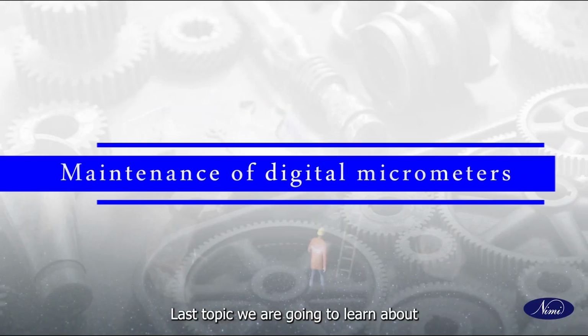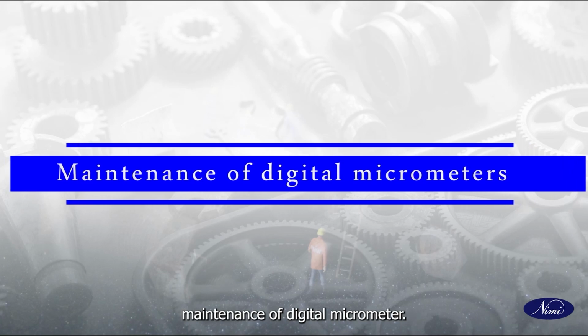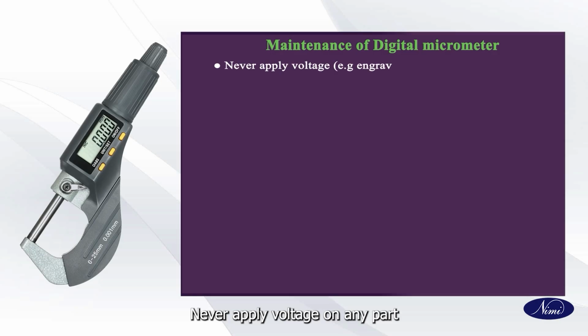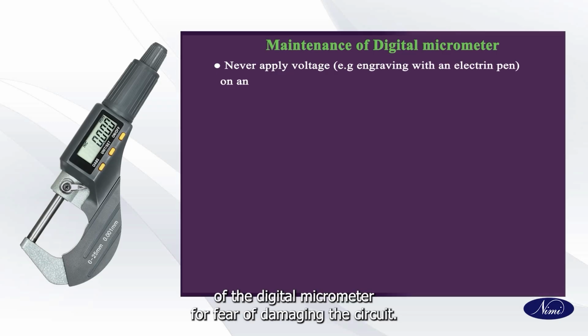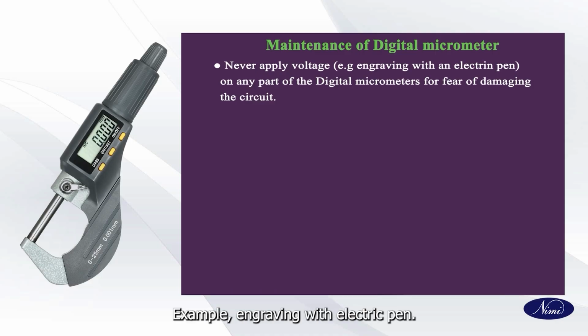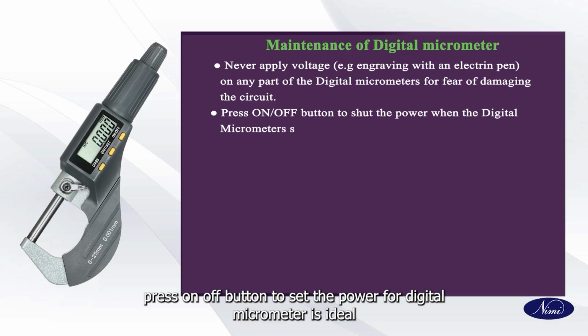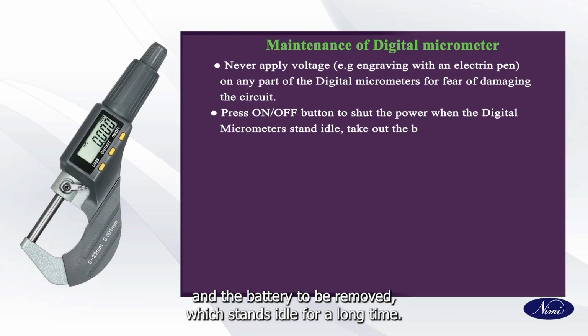Last topic, we are going to learn about maintenance of digital micrometer. Never apply voltage on any part of the digital micrometer for fear of damaging the circuit, for example, engraving with an electric pen. Press the on/off button to turn the power off when the digital micrometer is idle, and the battery should be removed if it stands idle for a long time.